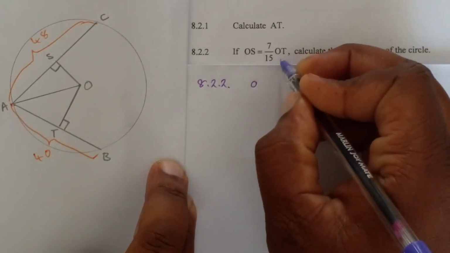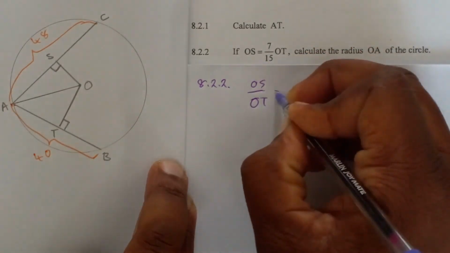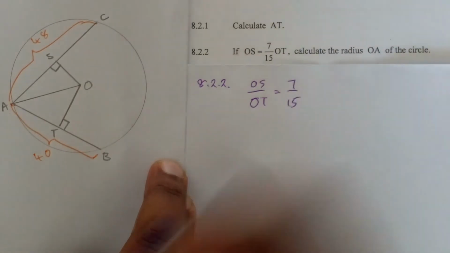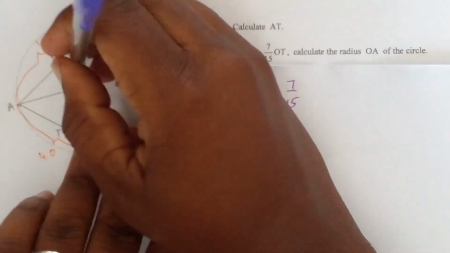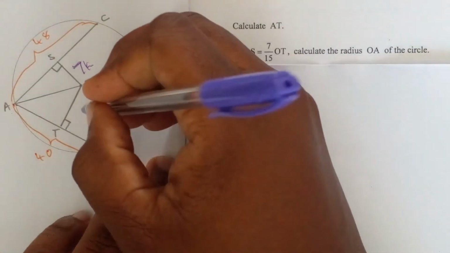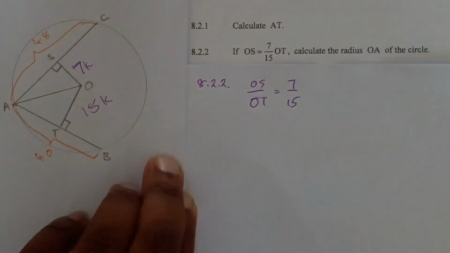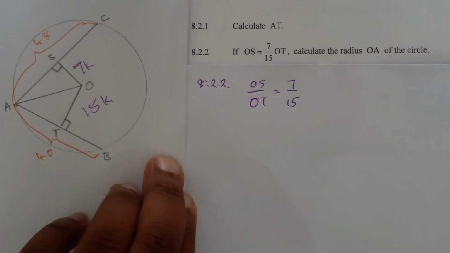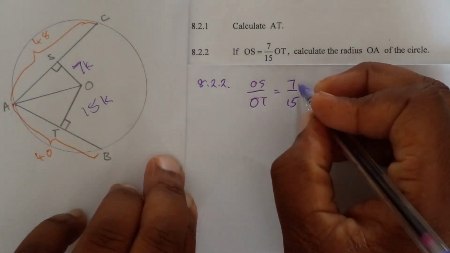So OS over OT. If I bring that OT down, it will be 7 over 15. So what that means is that OS is 7 times a certain k, and OT will be 15 times the same k. So maybe we might want to write it like that.